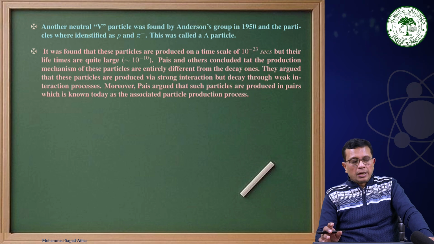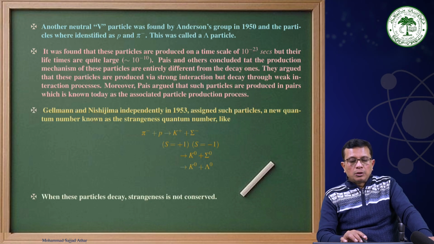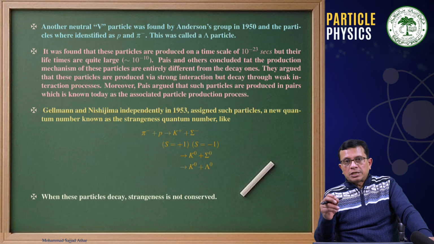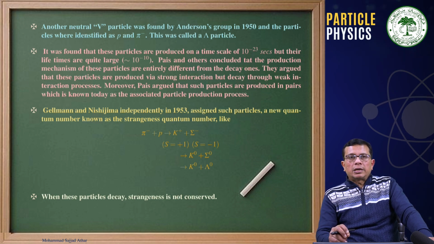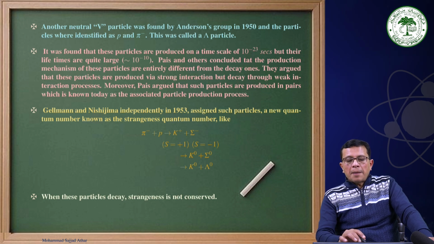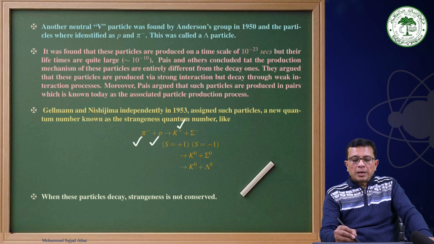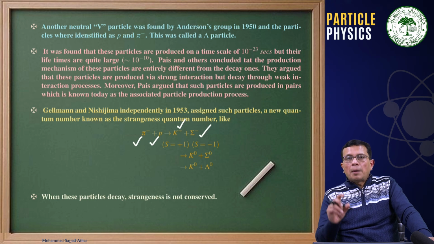We will look at an example of such particles. In the interaction of a pi minus with a proton, they found that two strange particles are formed: one is K plus and the other is sigma minus. Since they called them strange particles, they introduced a strangeness quantum number. For K plus they assigned strangeness +1, and for sigma minus strangeness -1, such that the total strangeness in the strong interaction process is conserved, because pi minus and p are non-strange particles, while K plus and sigma minus are strange particles with opposite strangeness quantum numbers.